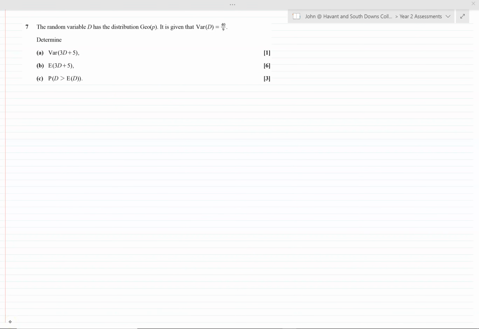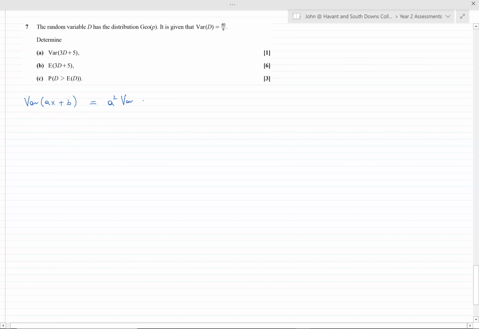I thought question 7 was a nice, relatively straightforward question to have relatively late in the paper. I hope you agree. It's all about expectation algebra and the geometric distribution. First bit, we have this principle that if you are finding the variance of a linear combination of a random variable, in this case a geometric distribution, any number added has no effect on the variance, which is fairly intuitive, I hope.